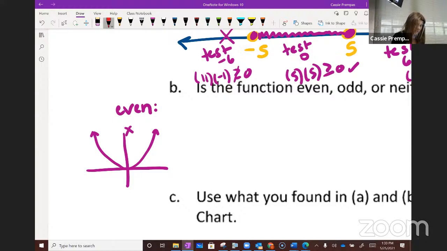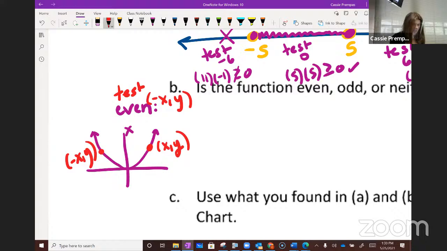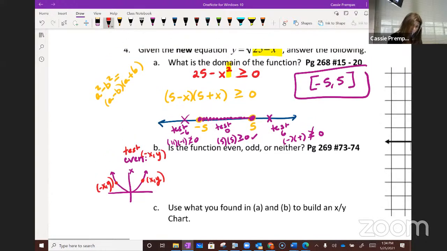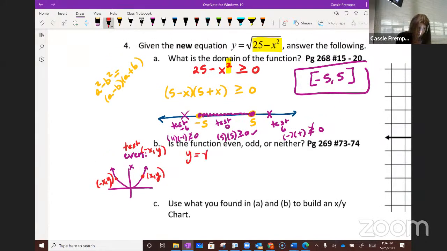So to test if something's even, any xy that works for the original function will have a corresponding negative x, y that will also work for the original function. So we test negative x, y and see, do we get back the same function? If I look back at my function, which is y equals the square root of 25 minus x squared, I'm going to plug in negative x for x and see, do I get back that same function?